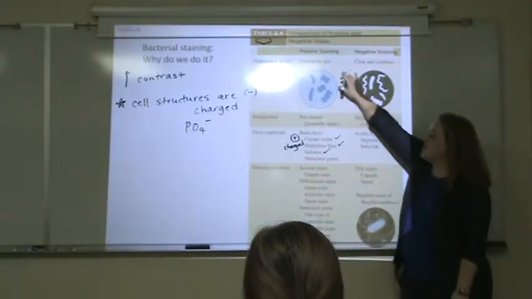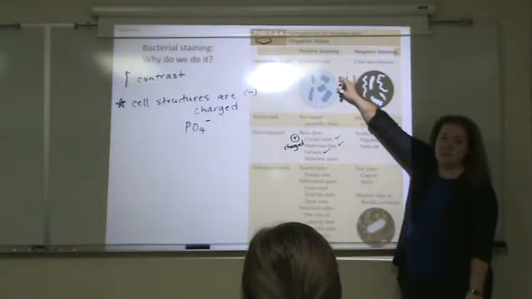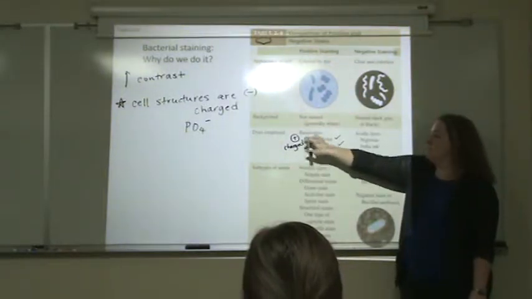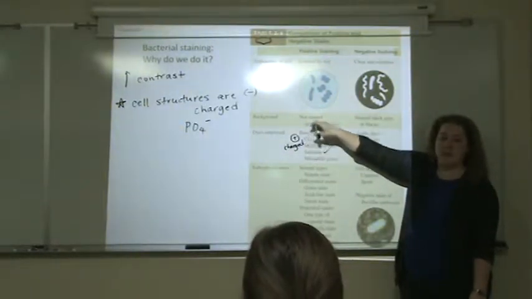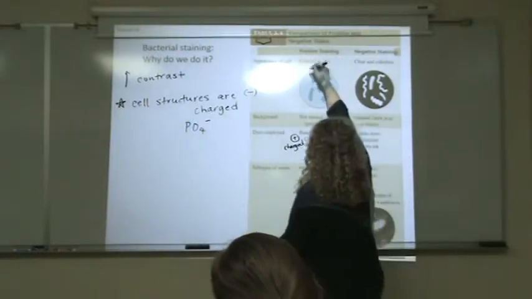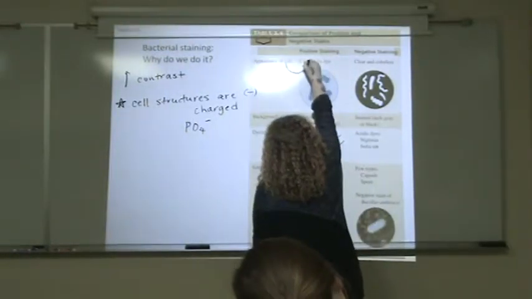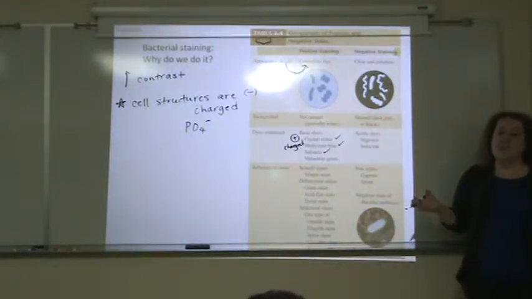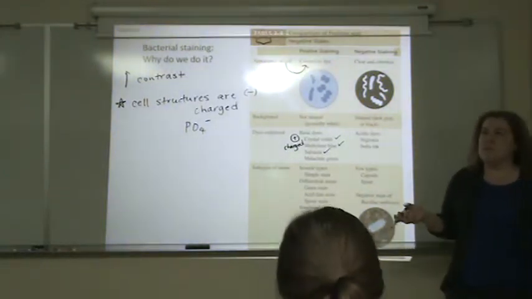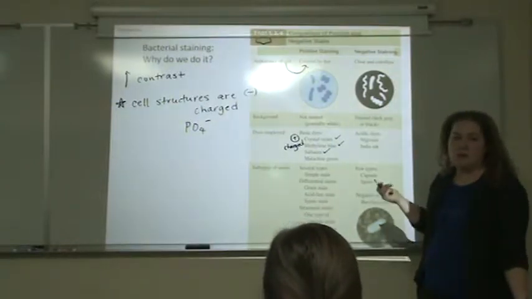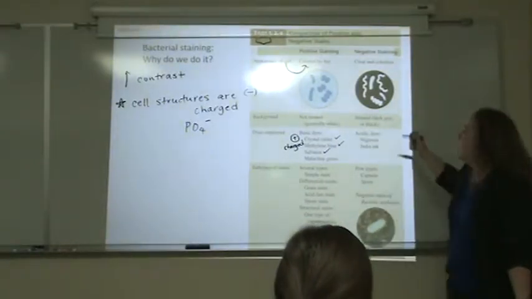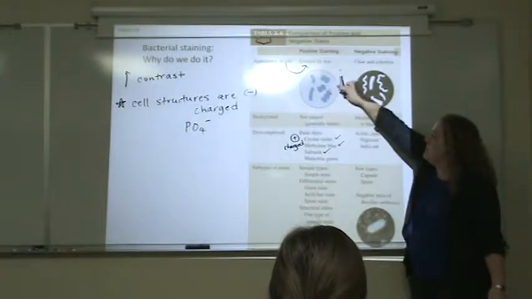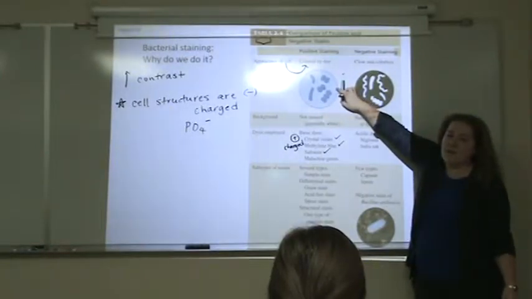And that's called also a positive stain. So positive charge is a basic dye, and it's called positive stain because the cell gets the color. That's a normal kind of stain. And all the stains that we do in our lab are positive stains, and you end up with a colorful cell on a paler background.